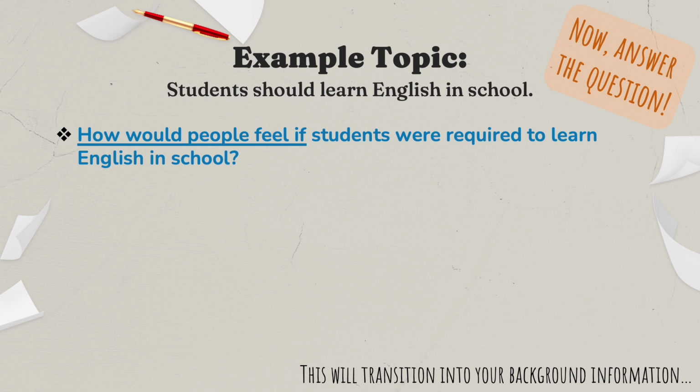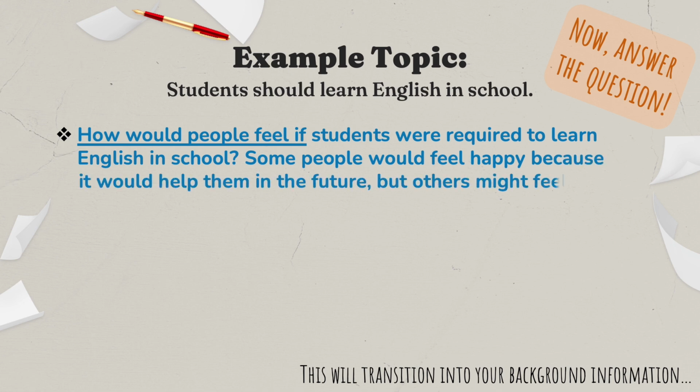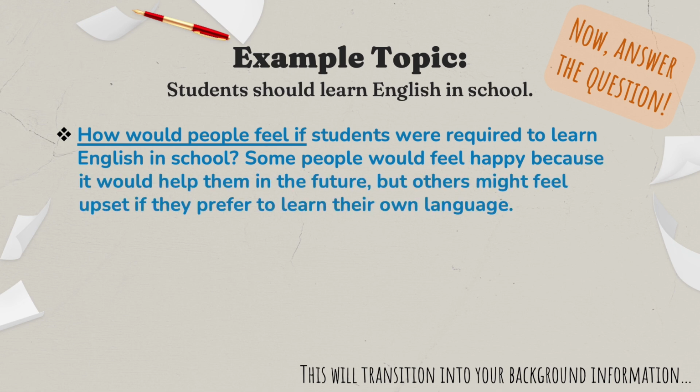Finally, we have our more neutral question. How would people feel if students were required to learn English in school? Some people would feel happy because it would help them in the future, but others might feel upset if they prefer to learn their own language. So we talked about both sides. We talked about people who might agree with the topic and people who might disagree with the topic because the hook is more neutral. Now, let's move on to a surprising fact.